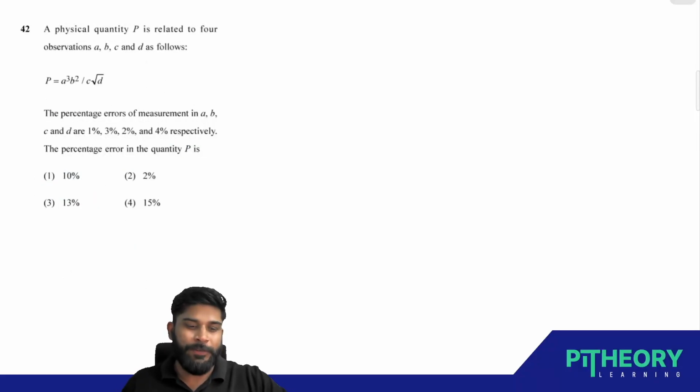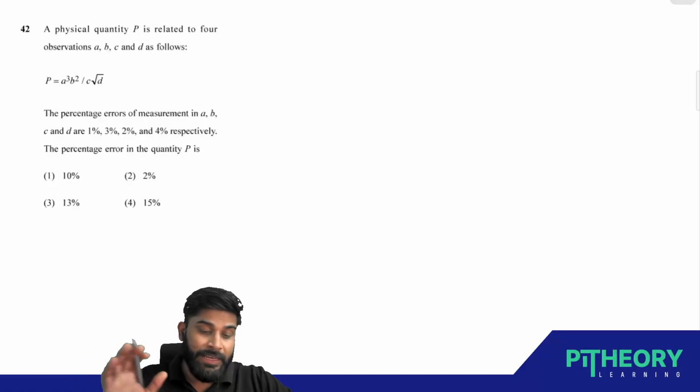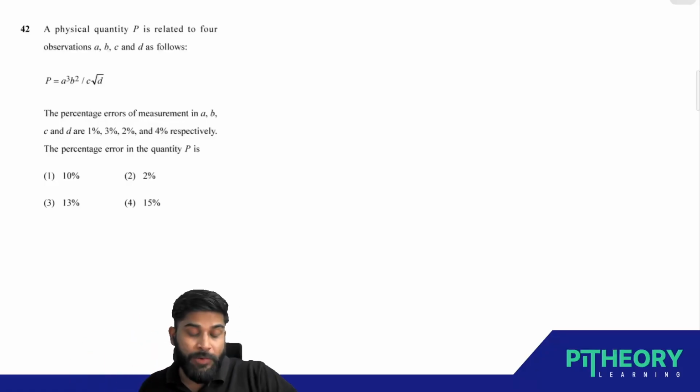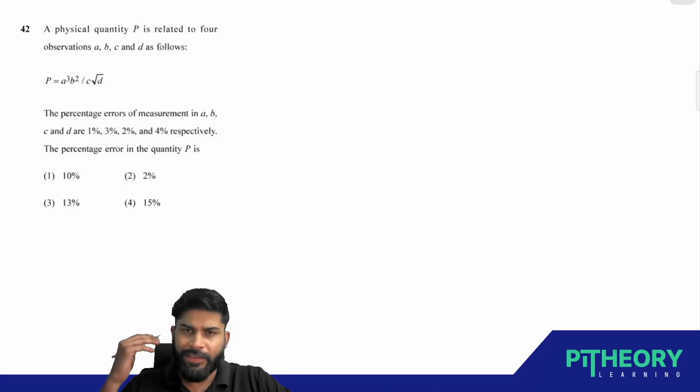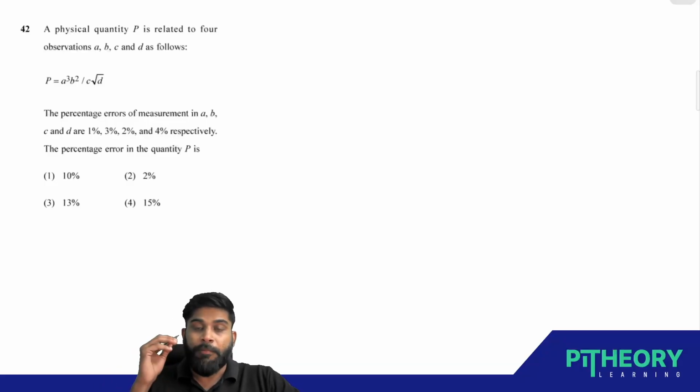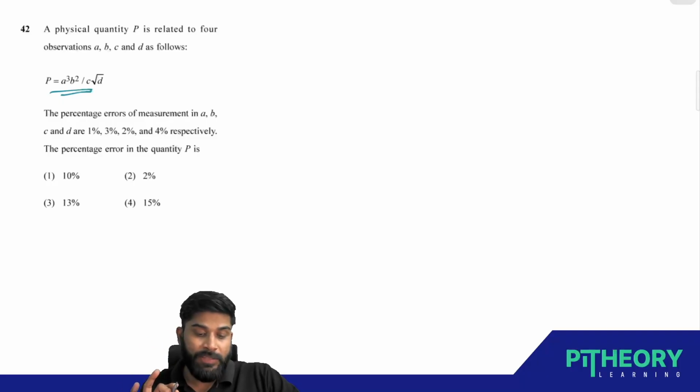Let's see question number 42. A physical quantity P is related to four observations A, B, C, and D as follows. P is equal to A cube B square divided by C root D. The percentage errors in the measurement of A, B, C, and D are 1, 3, 2, and 4% respectively. The percentage error in the quantity P, how much is it? Correct. Again, a simple, straightforward question only. Multiple times this question has been asked. Very important type of question in NEET, right? It is given that this quantity P is related to four quantities like this. Then the percentage error in P, how much is the question?